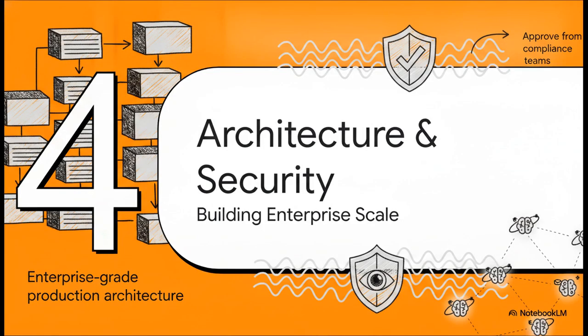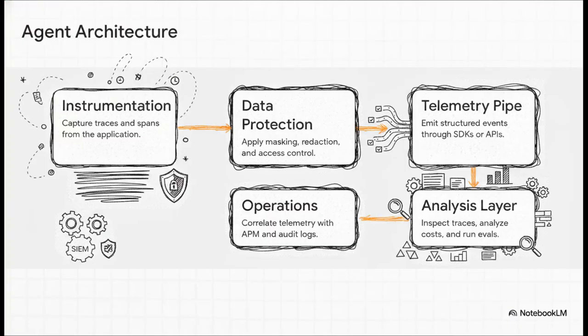Let's jump to section 4, production architecture and security. We need to see how all these concepts build into a robust setup that your security and compliance teams will actually sign off on. Looking at a comprehensive 5-layer setup, we capture traces right at the framework level, protect the data instantly, pipe it out, analyze it for evaluation, and then finally correlate it with your broader APM and SIEM operations.